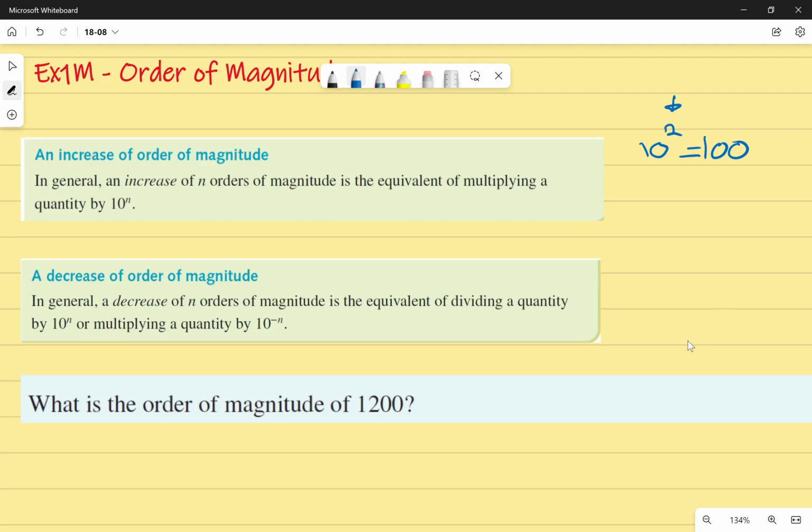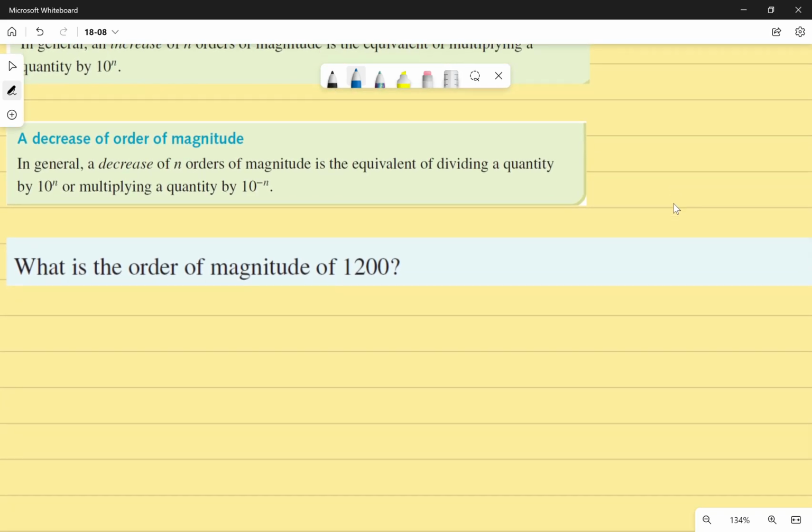If we're looking at a question like, what is the order of magnitude of 1,200? We don't know what it's increasing by. We need to figure out what its base state is. We call this standard form. When we convert it to standard form, we just want it as one digit. So 1,200 in standard form is going to be equal to 1.2. We just want that first digit.